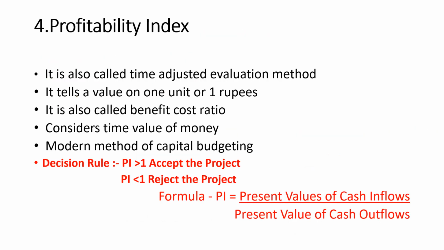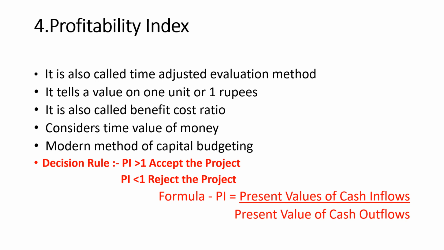Let's see the second last technique, profitability index. So profitability index is also called the time adjusted evaluation method. Remember this point, it can be asked by changing the name. So it is also called time adjusted evaluation method. It tells the value of 1 unit or 1 rupee. It is the most beneficial method because you can get the value of the project in 1 rupee only. It is also called benefit cost ratio and considers the time value of money.